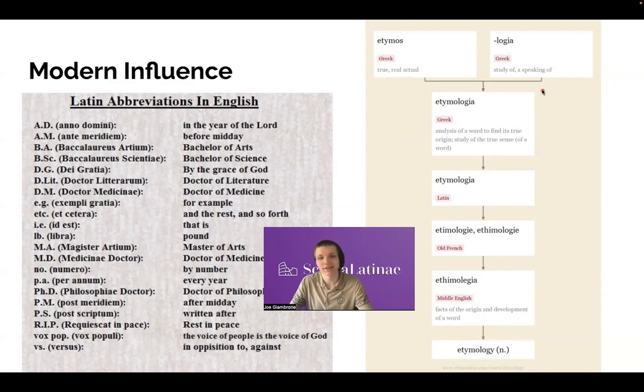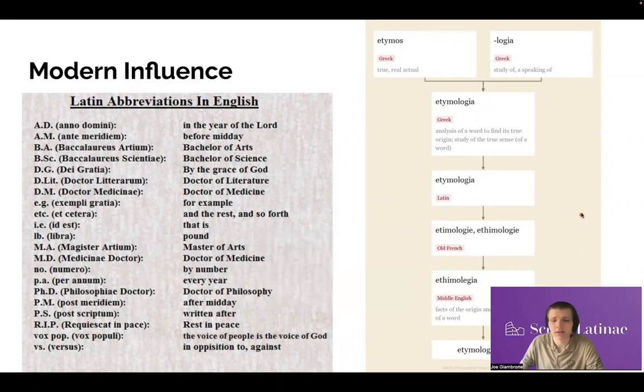But learning Latin and Greek will make you a better English speaker, thinker, and writer, and you'll be able to understand more complex words and know how to construct more words and what they mean ultimately. And so there's a lot of benefits in that.